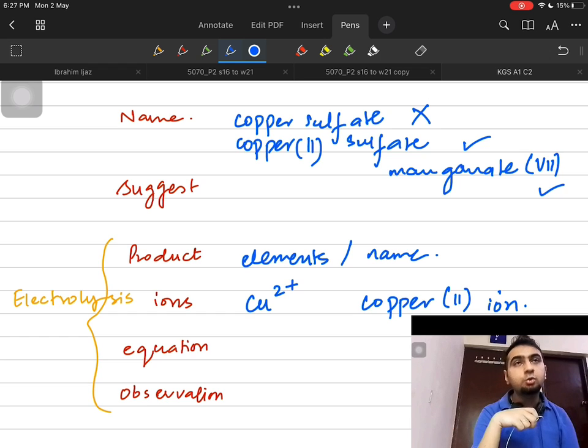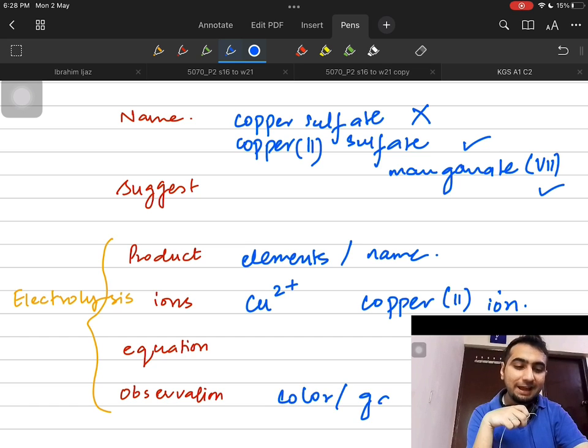Equation, you know how to do this. Equation is rarely something that people make mistakes in, so equations are fine. Observations, guys, observation. No one wants you to name the product over here. No one wants to know the name of the product. You just write the color of the gas or the solid or whatever.